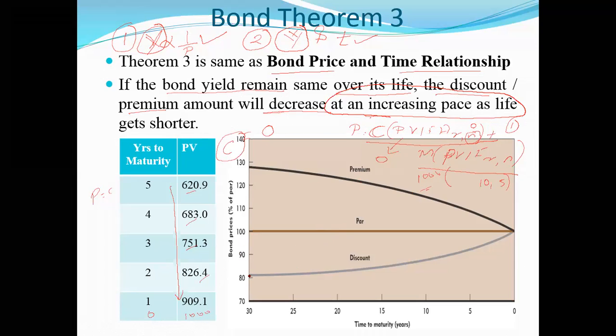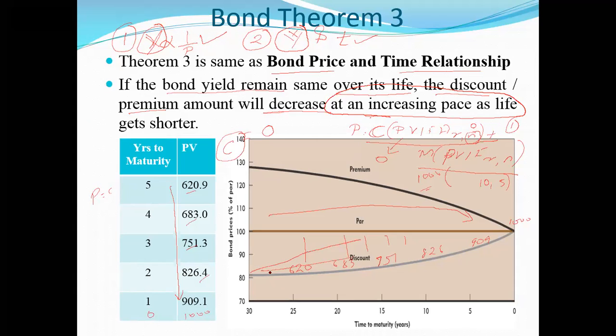It means that as you go away from this particular line, as you proceed towards maturity, whatever is the discount that you have here, 620, 683, 751, the discount slowly starts reducing. In other words, if I plot 620 here, I have a bigger discount. Next, I have 683, a little bit lesser discount, 751, next 826, then 909, and finally I have 1000 rupees. Are you getting this? Are you able to understand?